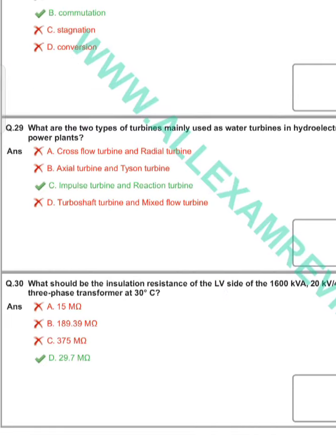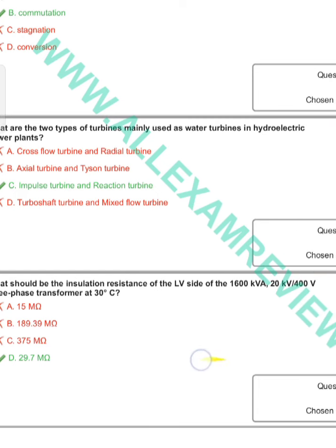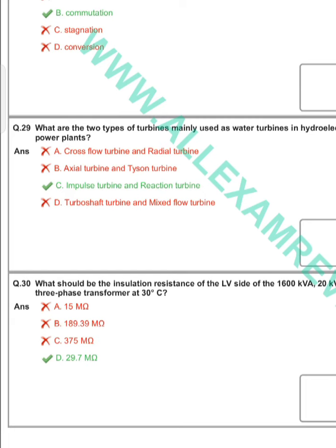The turn-off process of SCR is known as commutation. You have to know this. What are the two types of turbines mainly used as water turbines in a hydroelectric power plant? Impulse turbine and reaction turbine.